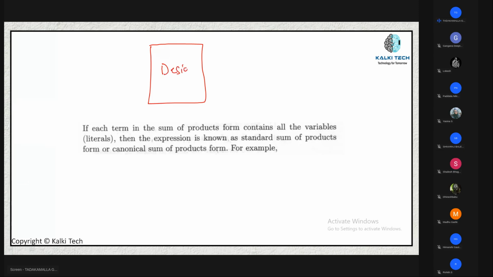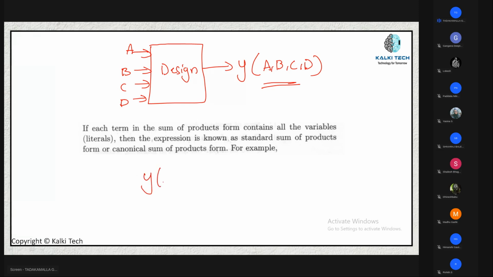Let's say this is our design, and this design has four inputs: A, B, C, and D. This is our output, which is a function of A comma B comma C comma D. So our output is dependent upon our inputs. Our output may consist of these variables: y of A comma B comma C comma D.